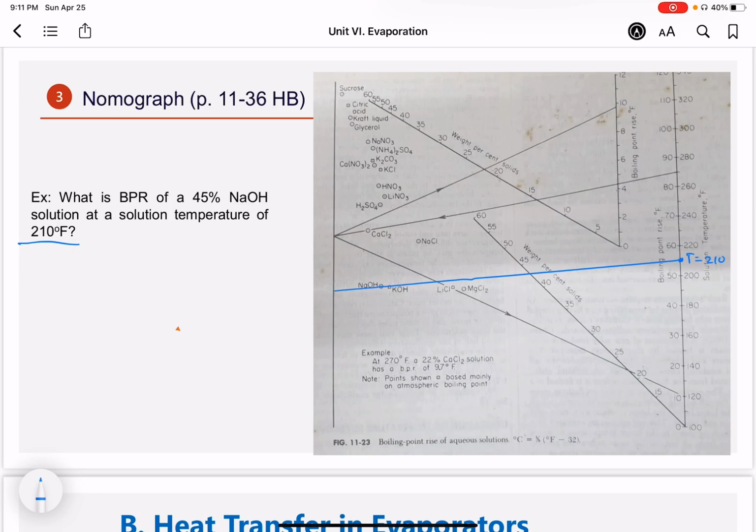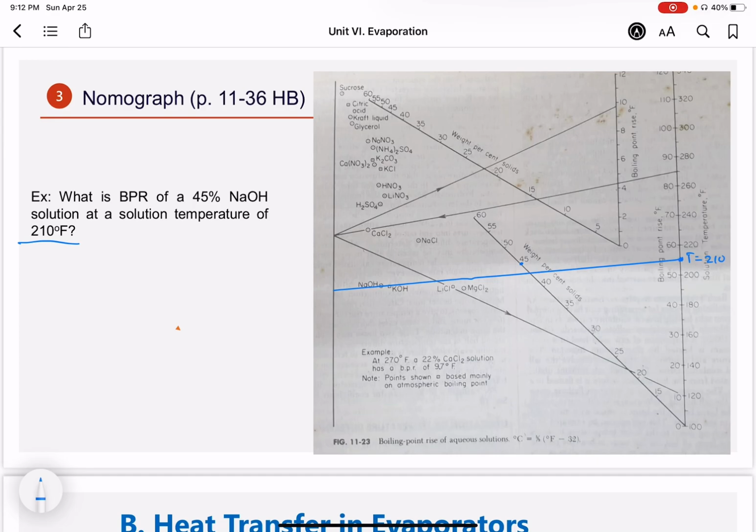Project it here. And then find the 45% NaOH. This is the weight percent of the solute. So you have here 0.45. At this end, what you need to do is again project from this until it touches the 45% and then read the BPR. So it's somewhere around 60, 61 BPR. Okay, so that's how you do it.